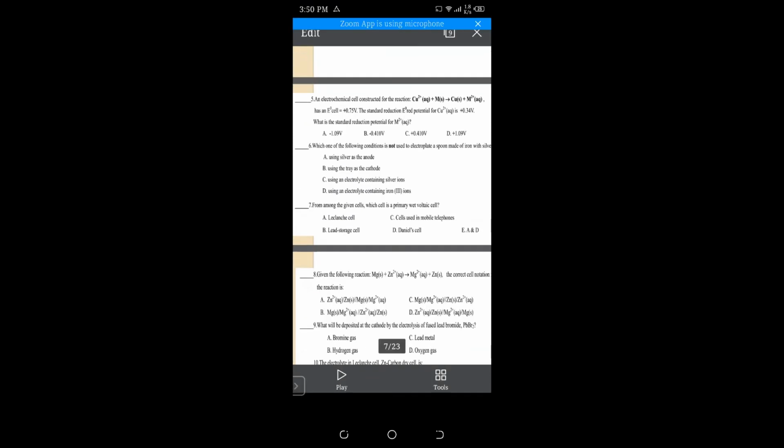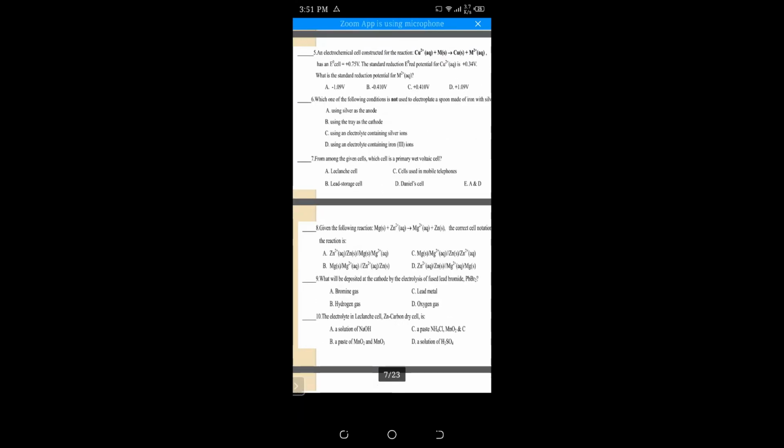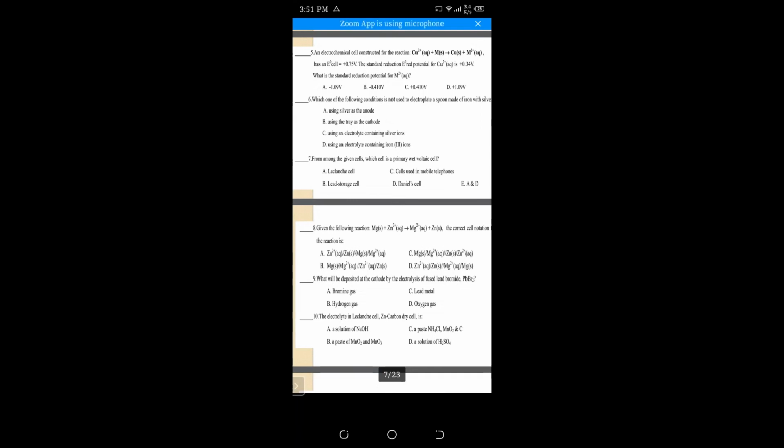An electrochemical cell constructed for the reaction copper 2 plus and M, it gives copper plus M2 plus. E of cell is given. Yes? ስለዚህ E of cell እንዴት ነው ካልኩሌት የምናደርገው? E of cell is equal to E of reduction at cathode minus E of reduction at anode በሚለው መሰረት. Already E of cell is given and the reduction potential value of copper is given. From this, you will get the answer. I hope this is simple. Anyhow, next time. Number 6.